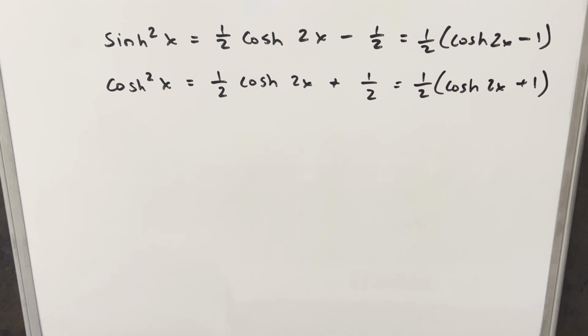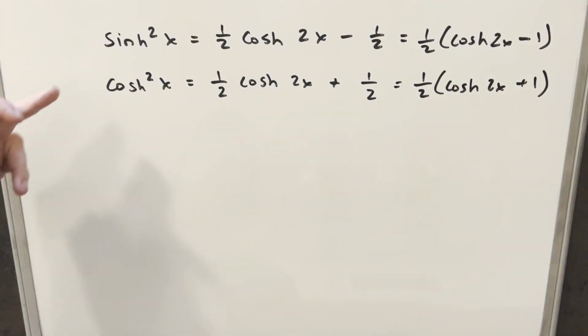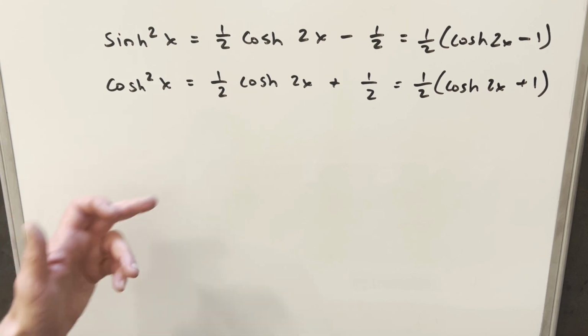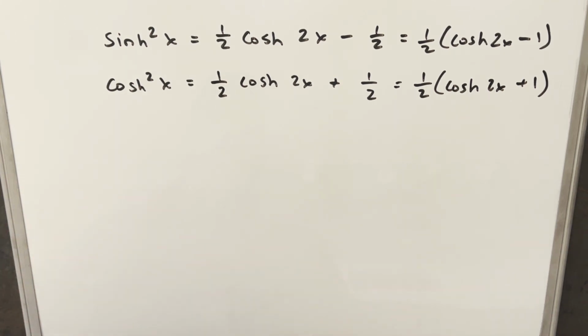Okay, so continuing from where we left off in the previous video on the hyperbolic trig functions, we found these two formulas. We derived them in that other video. This here's the power reduction formula for sinh squared and cosh squared that we found in the previous video.